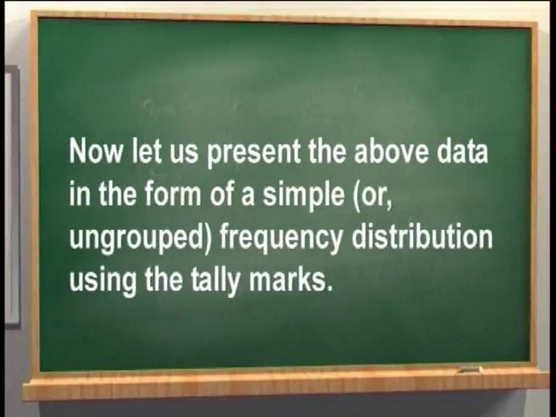Now, let us present the above data in the form of a simple, which is ungrouped, frequency distribution using tally marks. A tally mark is an upward slanted stroke which is put against a value each time it occurs in the raw data. The fifth occurrence of a value is represented by a cross tally mark as shown across the first 4 tally marks.